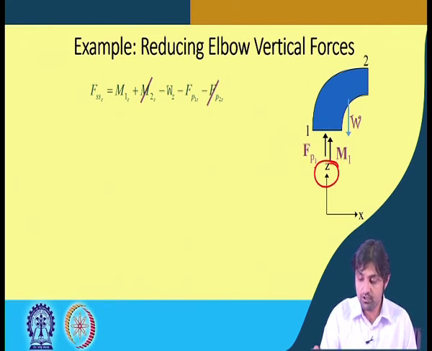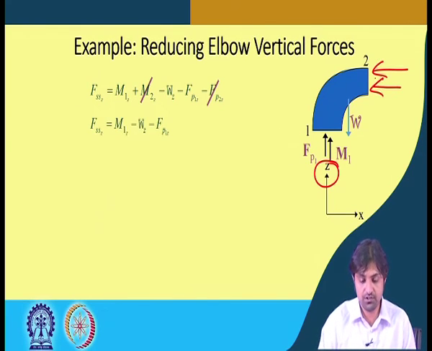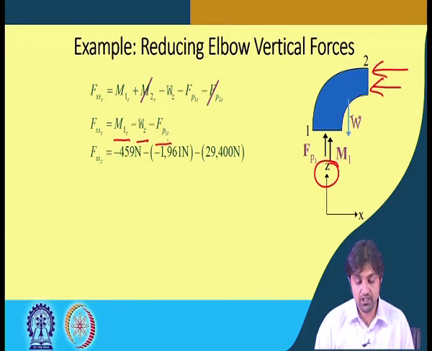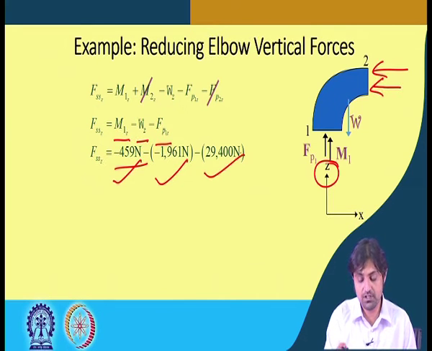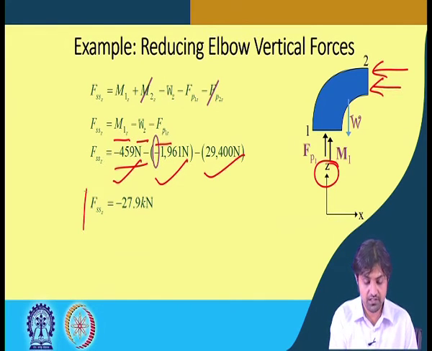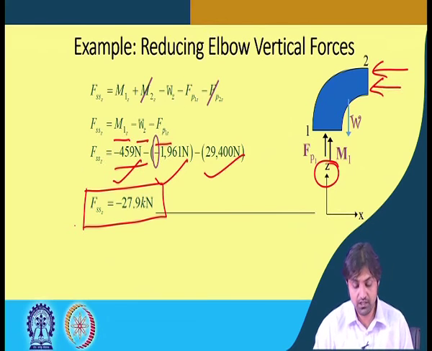So M2Z, because this is horizontal, is 0, and similarly the pressure forces are 0. So FSSZ is M1Z minus WZ minus FP1Z. M1Z we found out was minus 459 Newton, the weight we already found out, and this we calculated in the slide before. So this minus minus becomes positive, but still FSSZ comes to minus 27.9 kilonewton.